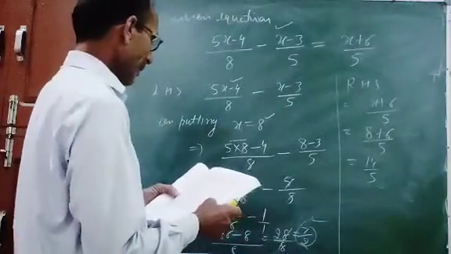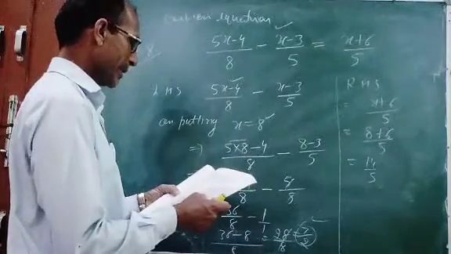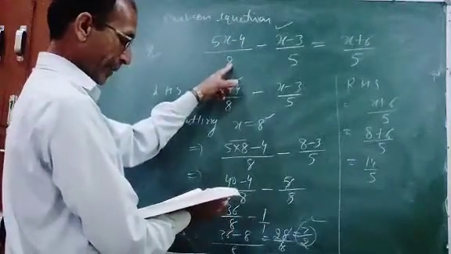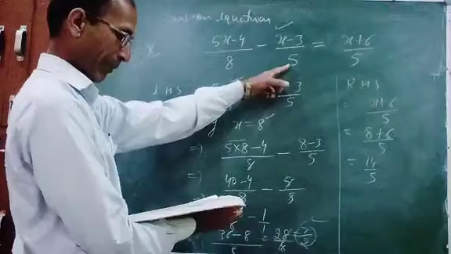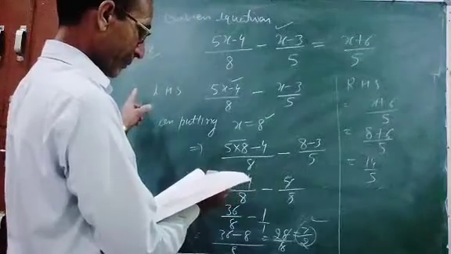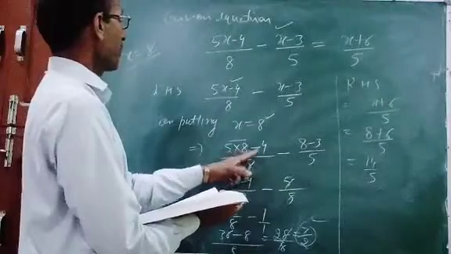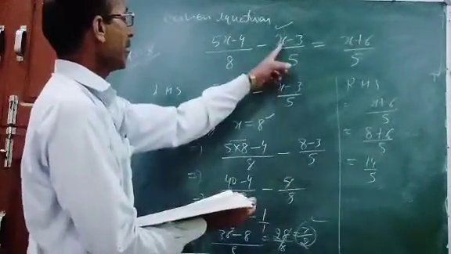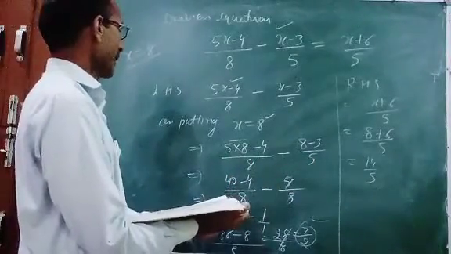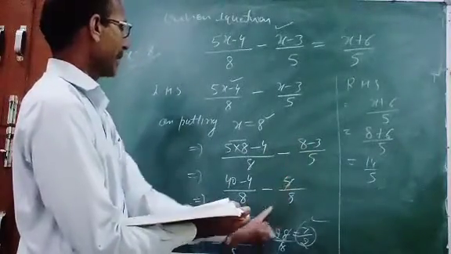Verify that x is equal to 8 is a solution of the equation. Once again I am checking this. 5x minus 4 by 8 minus x minus 3 by 5 is equal to x plus 6 by 5. The value of x is given as 8. So 8 fives are 40, 40 minus 4 by 8 minus the value of x, 8 minus 3 by 5. So 40 minus 4 is 36 by 8, and 8 minus 3 means 5. 5 by 5 will cancel to 1.